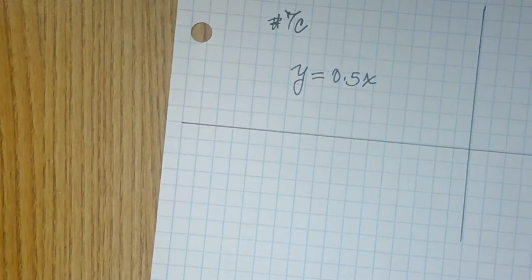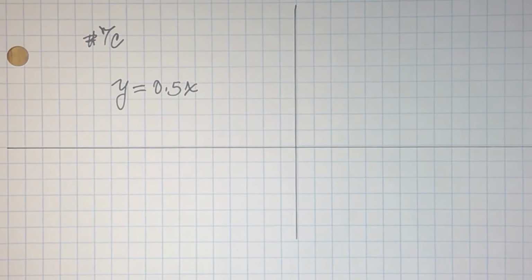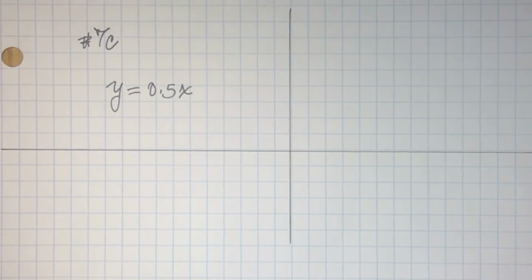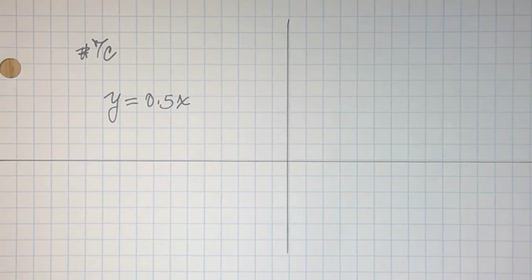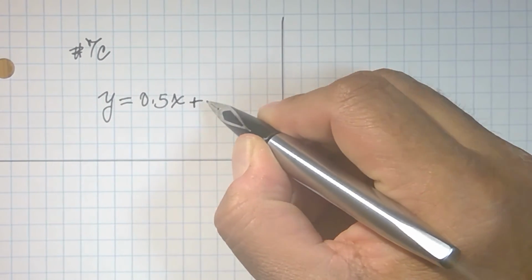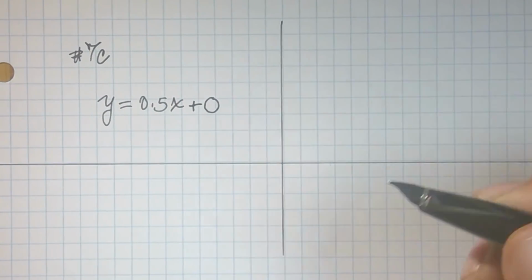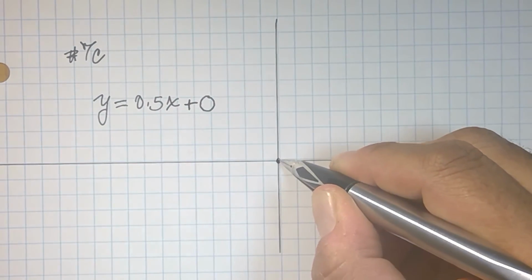I'll look at something a little bit easier. y equals 0.5x. This one sometimes confuses people, so I just want to talk about it for a second. Looks like there's no y-intercept, and that confuses some people. So remember, the y-intercept is just 0. So what that means is you're going to start at 0.